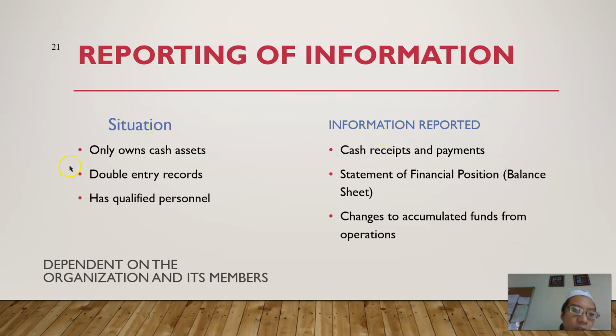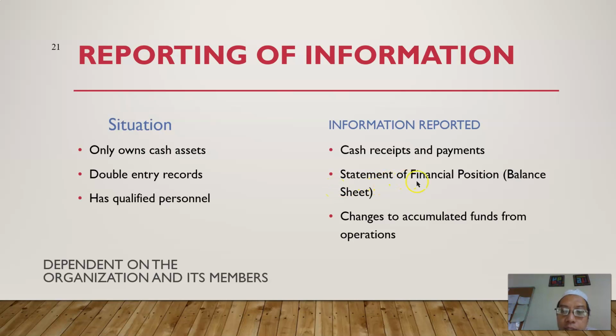If they are a little bit sophisticated and they have double entry records, because some of the organizations are very small and they don't have much income, they don't have their own accountant, it is run by members who don't have accounting background, so they don't keep double entry records. So what they produce is the cash receipts and payment information. But if the organization has some expertise, has an accountant, then they may keep double entry records of their transactions. Therefore they will be able to produce the statement of financial position.